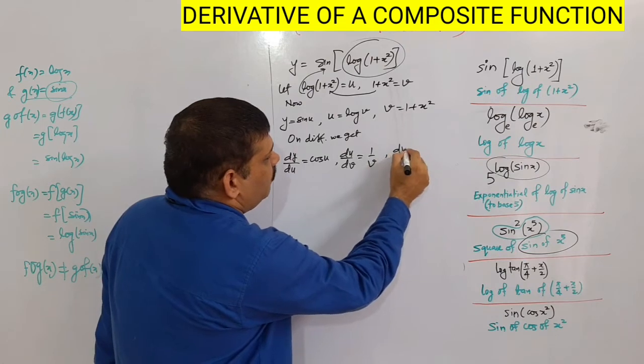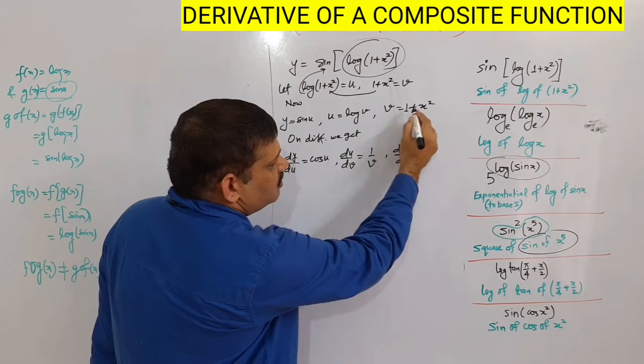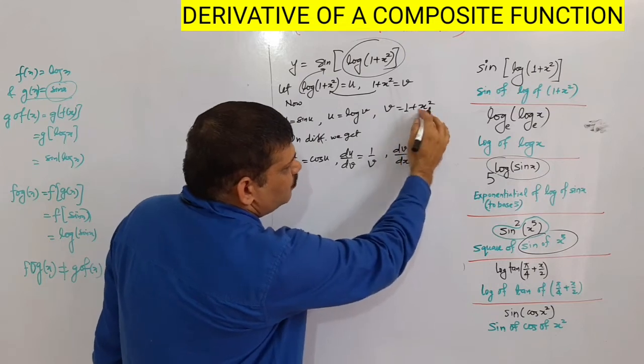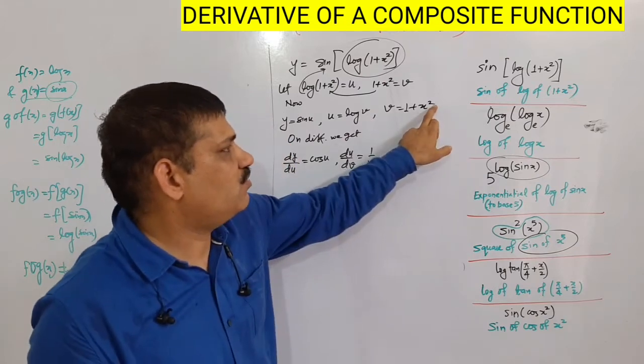Now derivative of v with respect to x, the derivative of 1 is 0 because it is constant, and the derivative of x square is 2 into x raised to 1, that is simply 2x, and x raised to n minus 1, and 2 into x raised to 1.